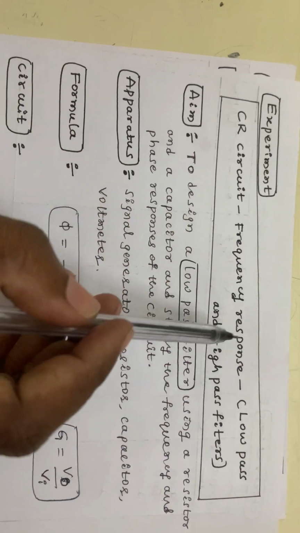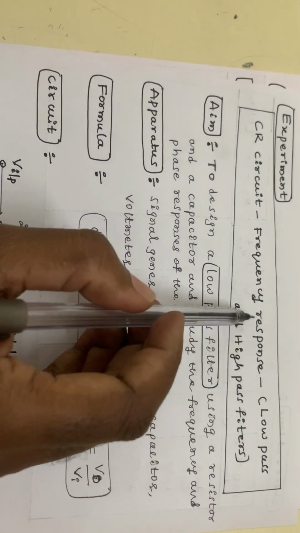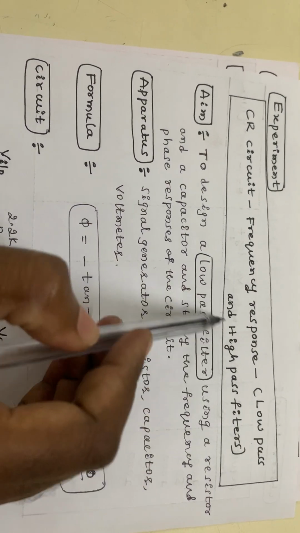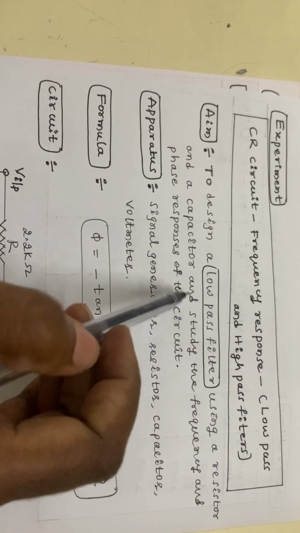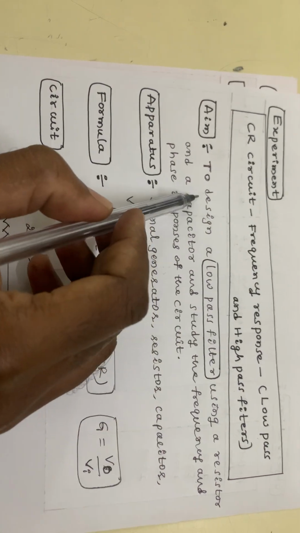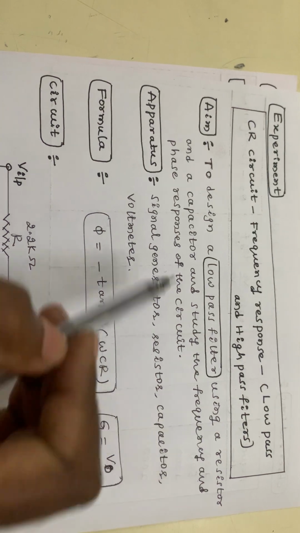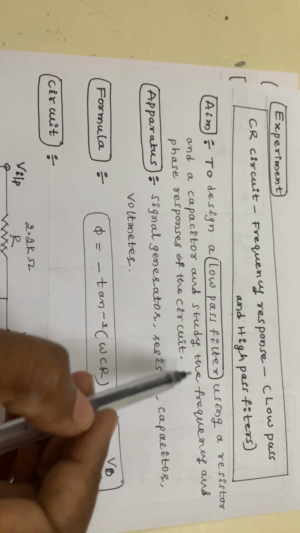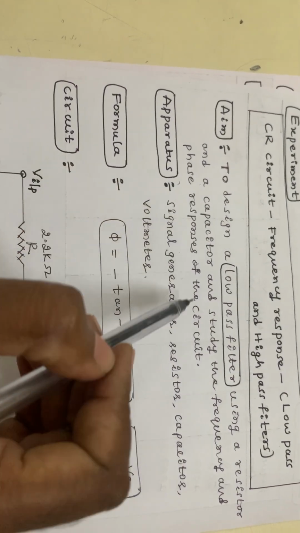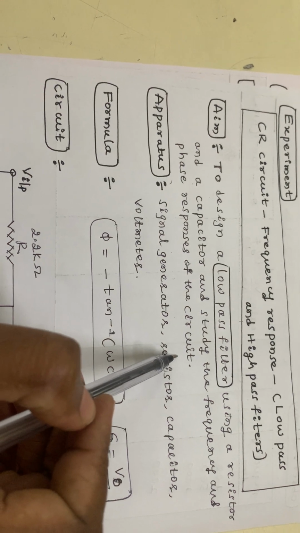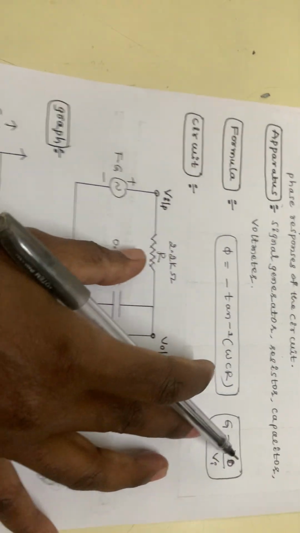A CR circuit has a frequency response. Frequency response means low pass or high pass filter. How can it act? First, we have to see the low pass. The aim is to design a low pass filter using a capacitor and resistance, to study the frequency and phase response of the CR circuit. Clear?